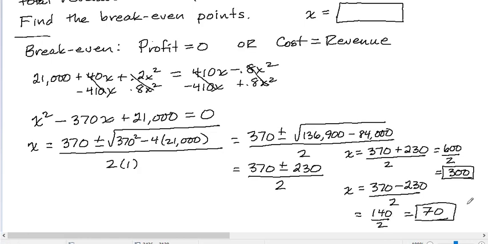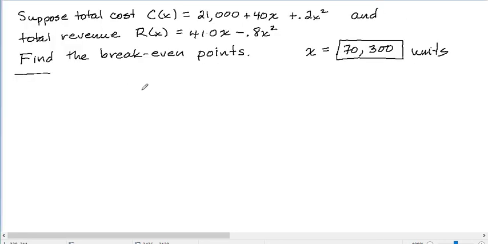Those are both perfectly fine numbers for x. Notice that x is the number of units in this problem, and you could have positive 70 or positive 300. So you enter it into WebAssign and just put a comma in between them. You have 2 break-even points. Which begs the question, is it possible to break even twice? How can you have 2 different break-even points, and especially 2 such different break-even points?